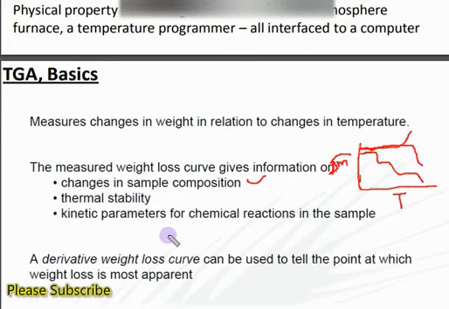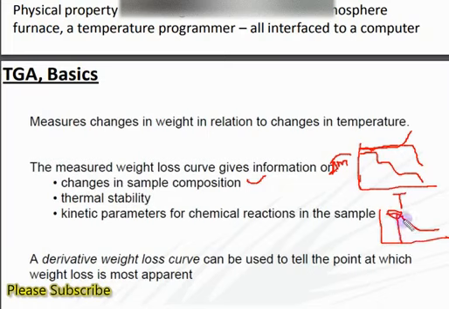Now the kinetic parameters for a chemical reaction could also be found through these techniques. A derivative weight loss, dm, can be used to tell the point at which weight loss is most apparent. Sometimes it is observed that we do not obtain a very clear, very resolved peak for temperature, so we cannot identify at what temperature the change has occurred.